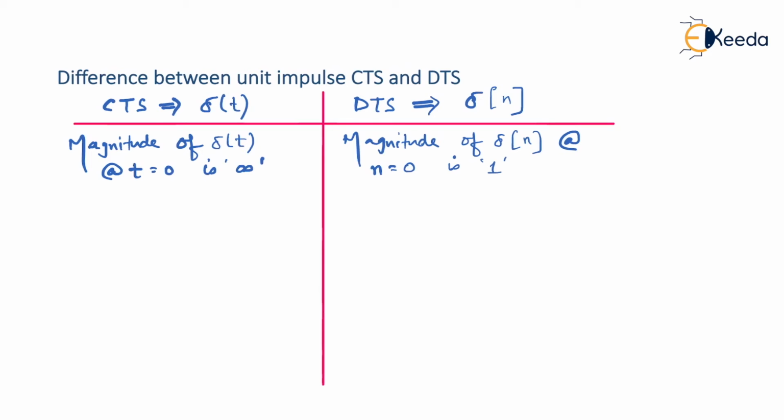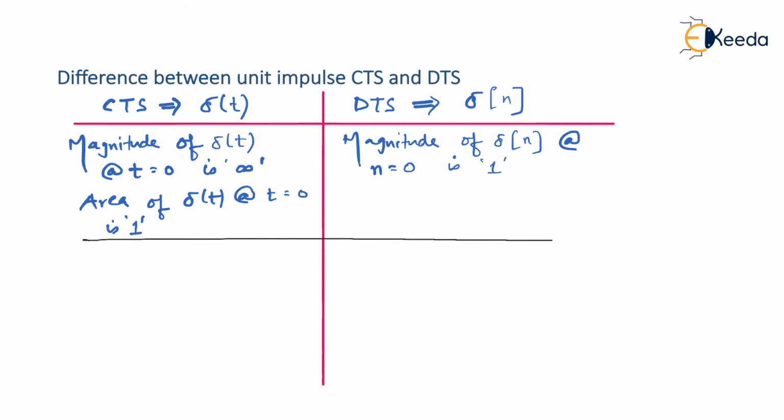But we used to write that the area of del of t at t equal to 0 used to be unity, which is 1. So this is the first difference we have seen. There is no area concept in the case of discrete time signal. One more important property we have seen for the del of t signal is the area under the curve. So we integrate and it is equal to 1, because we know that integration gives you the area under the curve.